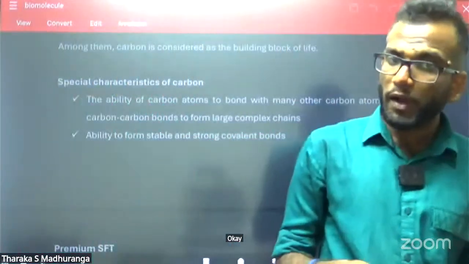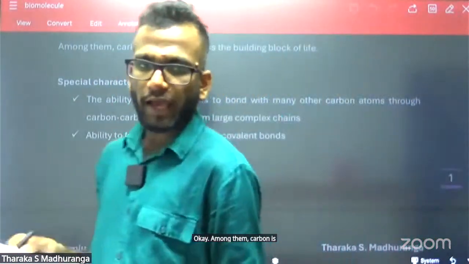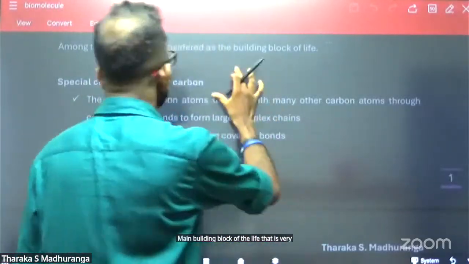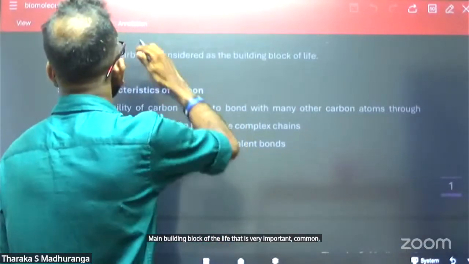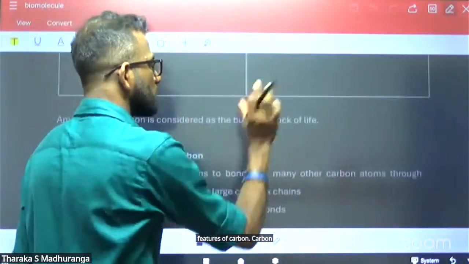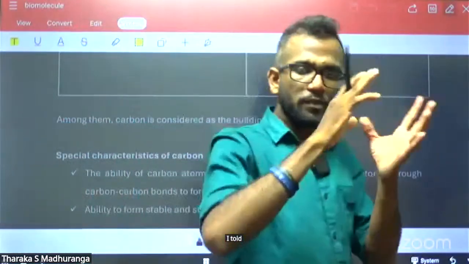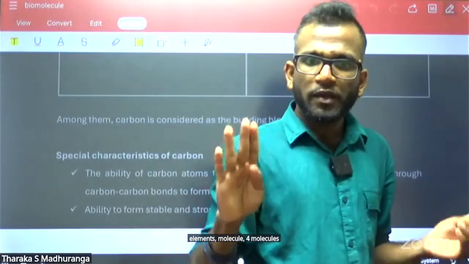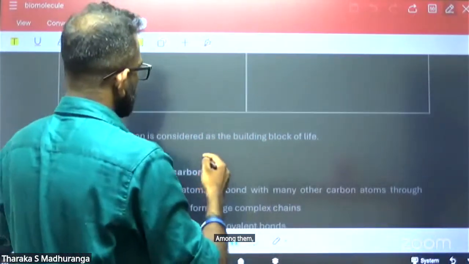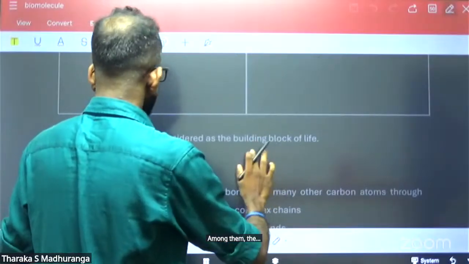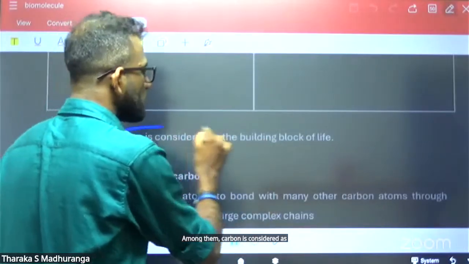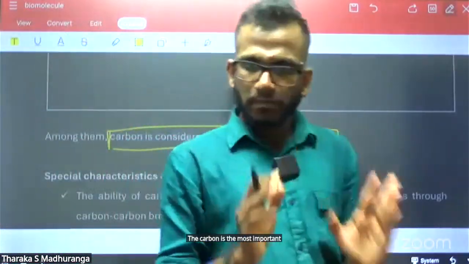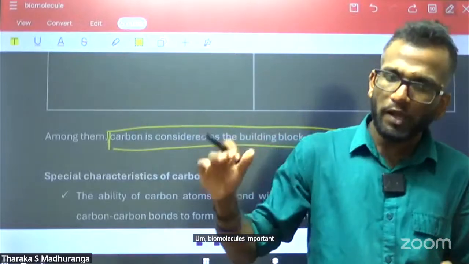Okay. Among them, carbon is considered the main building block of life. That is a very important common feature of carbon. I told you, from 30 elements, 4 are very important. Among them, carbon is considered the main building block. Carbon is the most important biomolecule to produce biological structures.